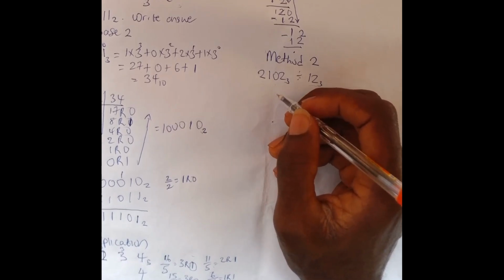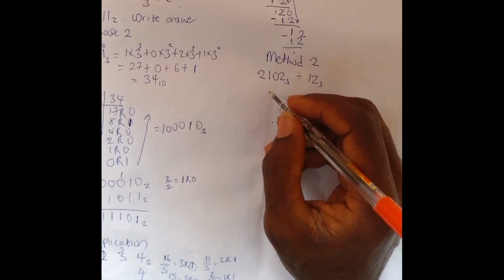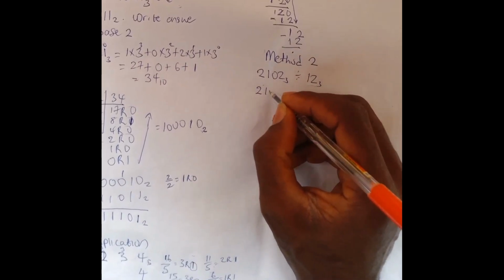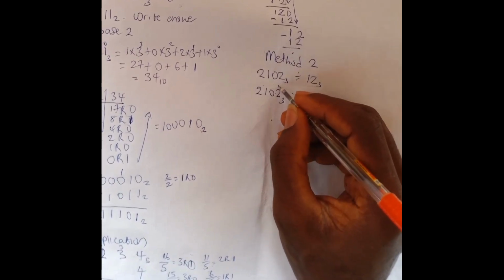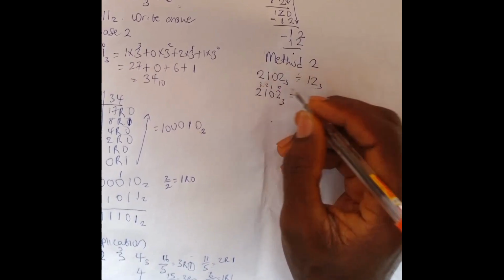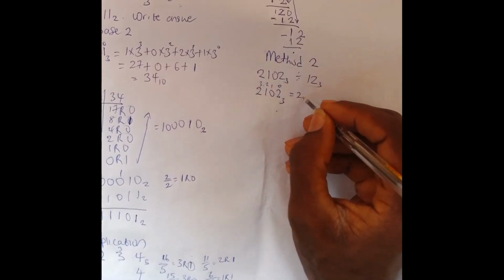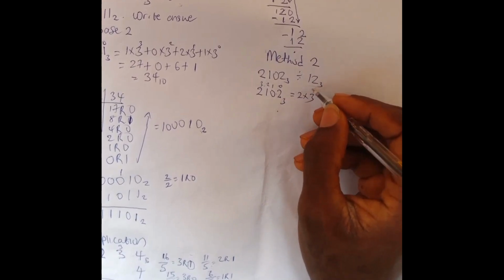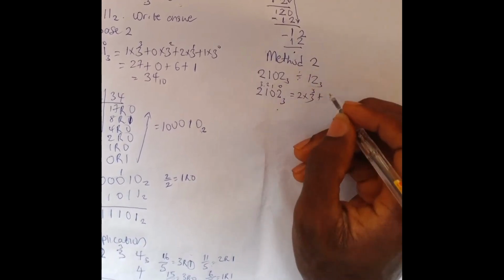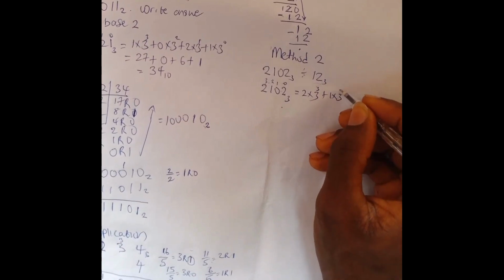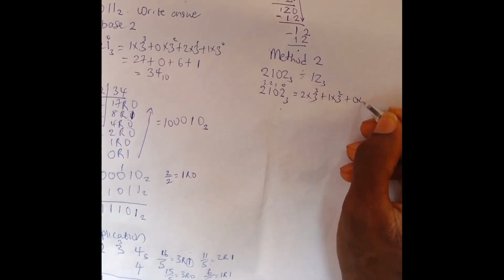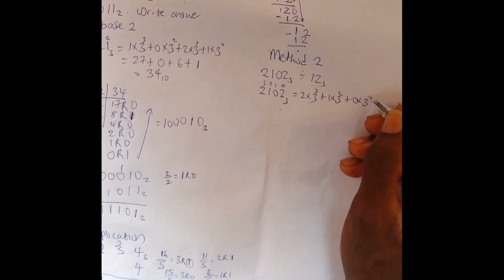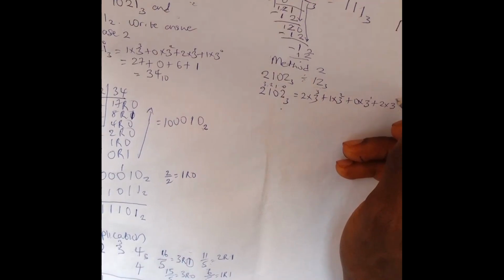So let's first convert each of them to base 10. 2102 base 3. Let's convert it to base 10. Positions 0, 1, 2, 3. We now have it as 2 times 3 raised to the power of 3, plus 1 times 3 raised to the power of 2, plus 0 times 3 raised to the power of 1, plus 2 times 3 raised to the power of 0.